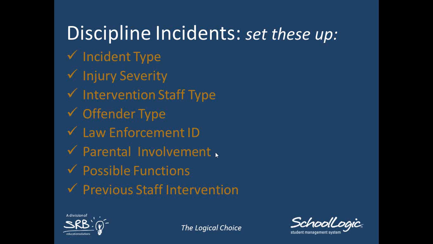Parental involvement: list the ways the parents can be involved in an incident. Maybe this is your appraisal of how the parent reacted to the whole thing. Did the parent help you? Did the parent hinder you? Possible functions. This is really interesting too. I like this one. Potentially a list of possible functions the incident may have had.